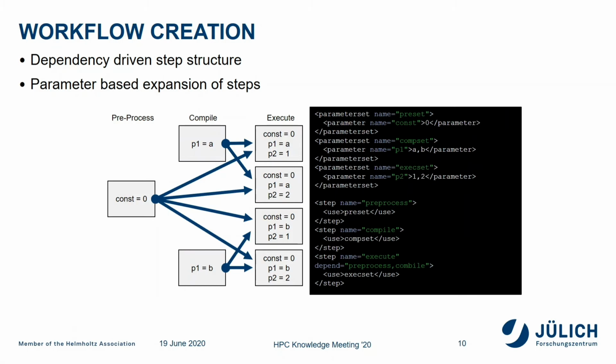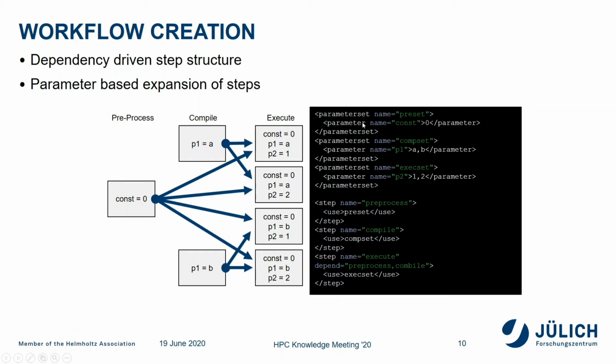This workflow creation mainly depends on two aspects. First of all, there is a dependency-driven step structure, very similar to make. And on the other side, there's a parameter-based expansion of steps. So what does that mean? If we have three steps here, a pre-process step, a compile step, and an execute step, and we say the pre-process and the compile are independent of each other, and the execute step depends on the pre-process and the compile step. So you can also depend on multiple steps.